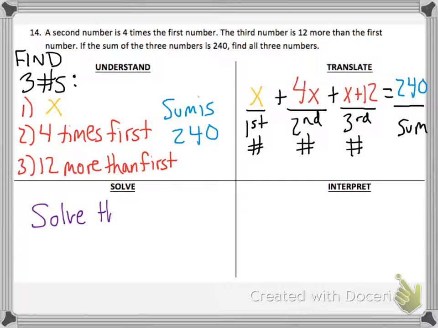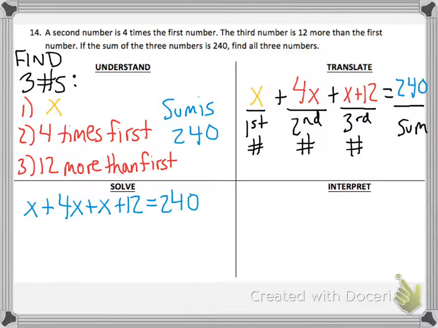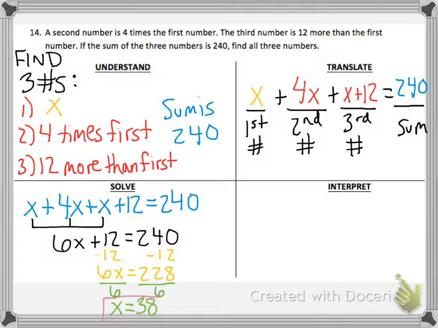In the solve step, we're literally going to solve our equation for x. So we want to rewrite our equation and go through the steps to get x by itself. We have x plus 4x plus x plus 12 equals 240. Our first step should be to gather all of our x's together. X plus 4x plus x is 6x, and we're left with plus 12 equals 240. As I solve for x, I need to subtract 12 and then divide by 6. I've found out that x equals 38.